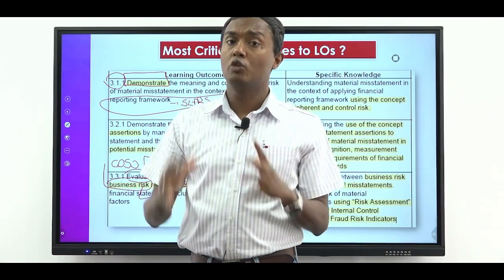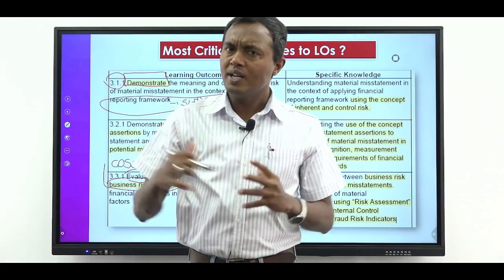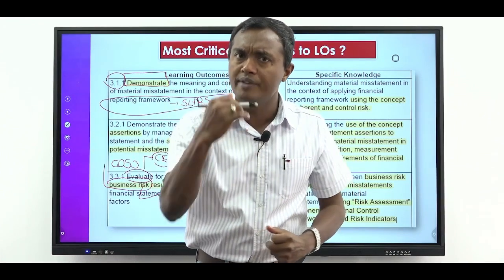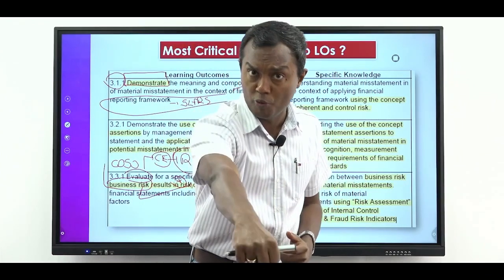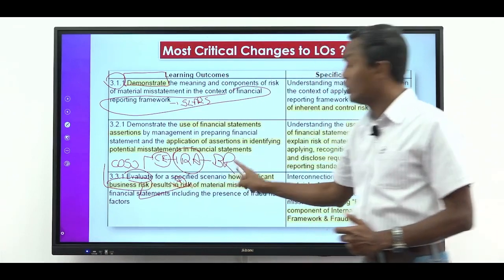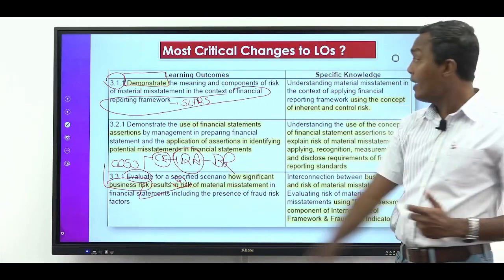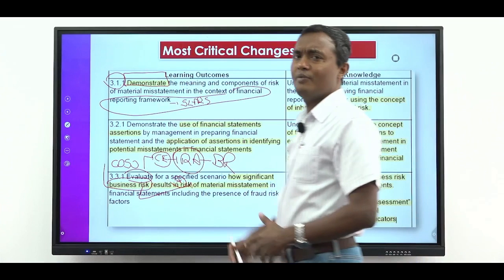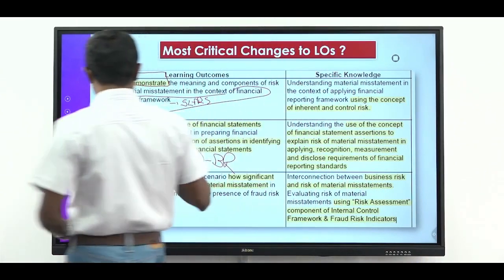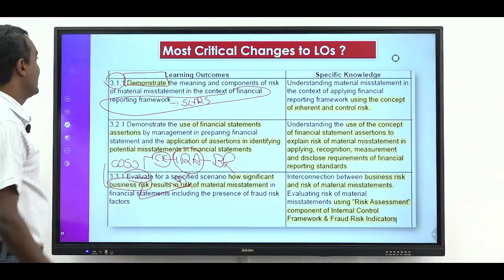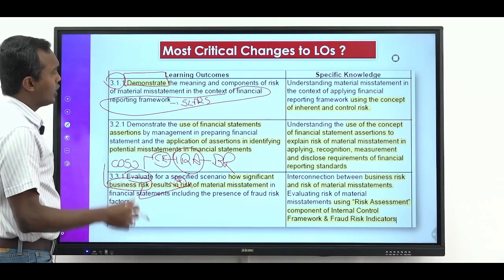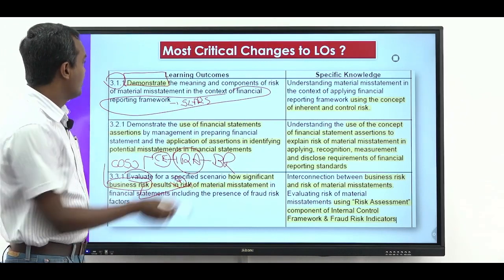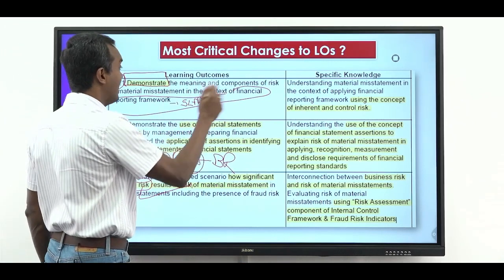If you are saying inventory is a risk, what is your thought process? Why is inventory a risk based on the case study information? And that is 3.3.1. Whereas in 3.1, in the pilot paper, the examiner has tested: explain or demonstrate the meaning of the same thing, risk of misstatement in the context.